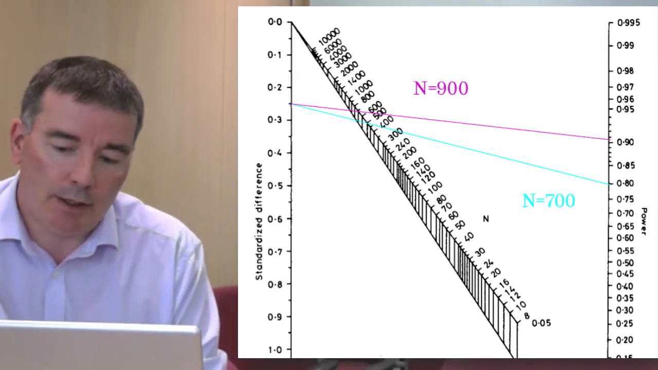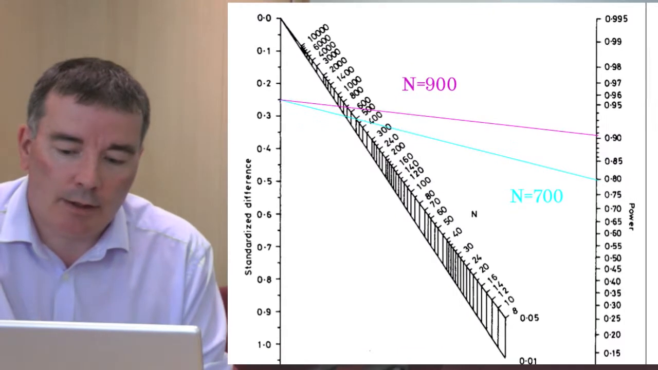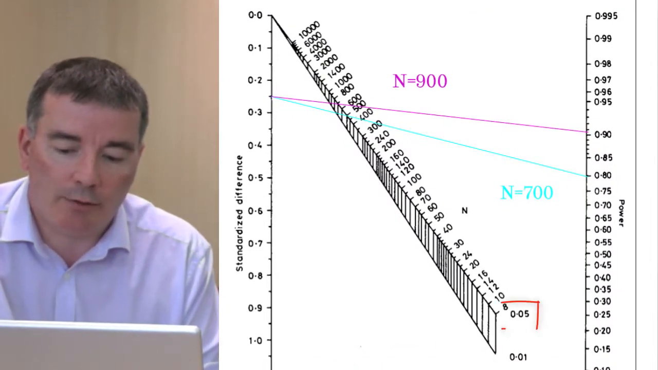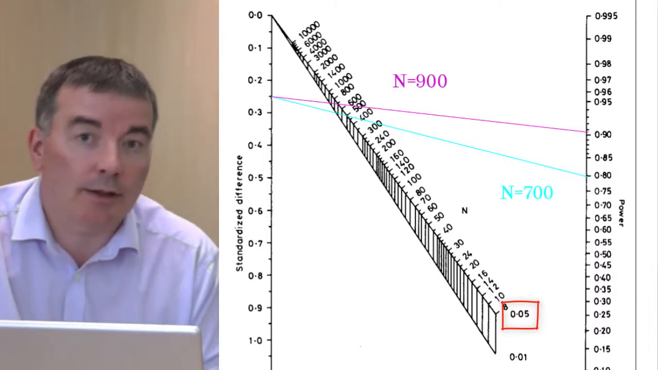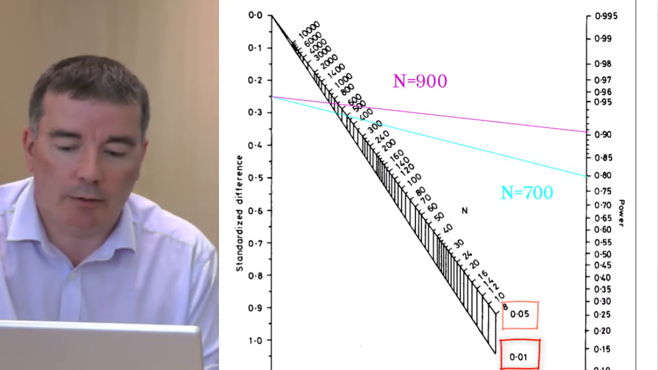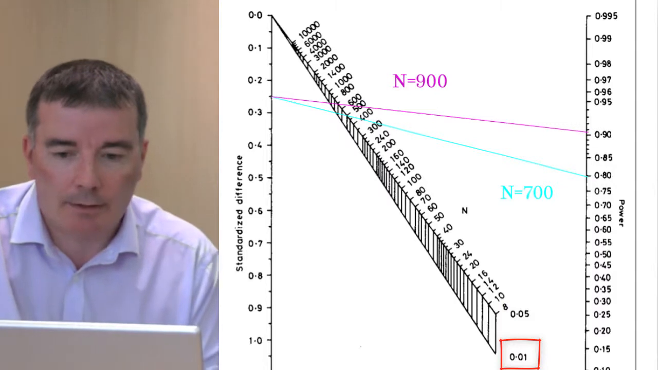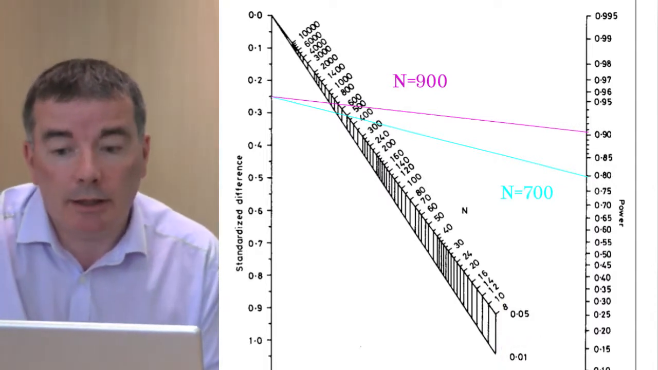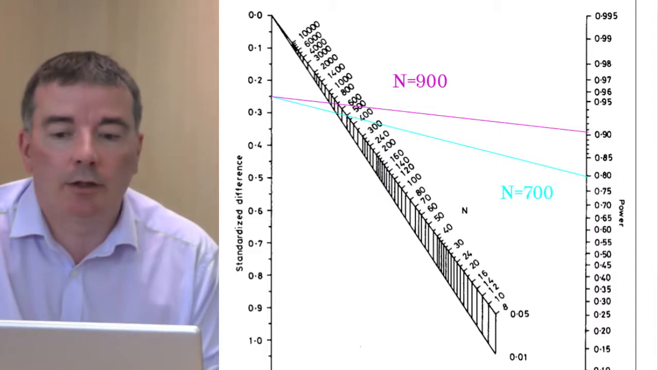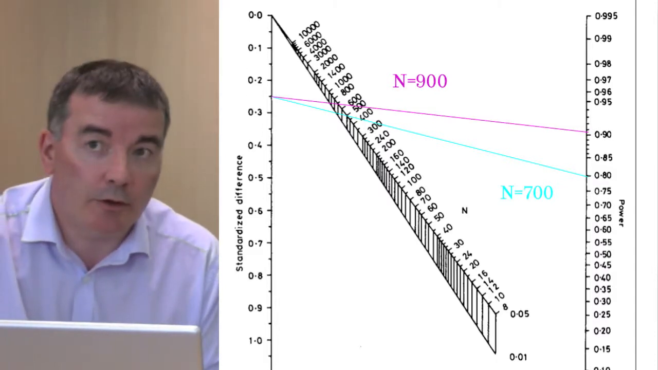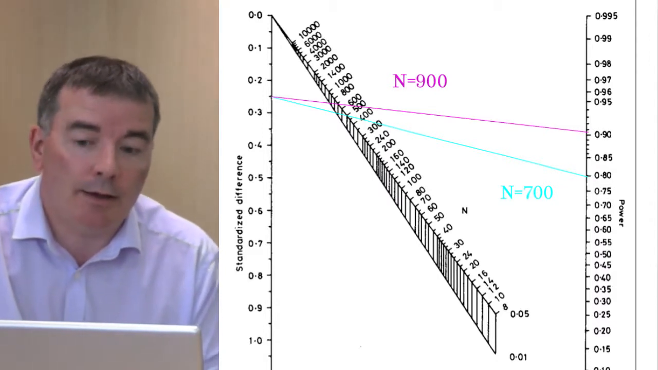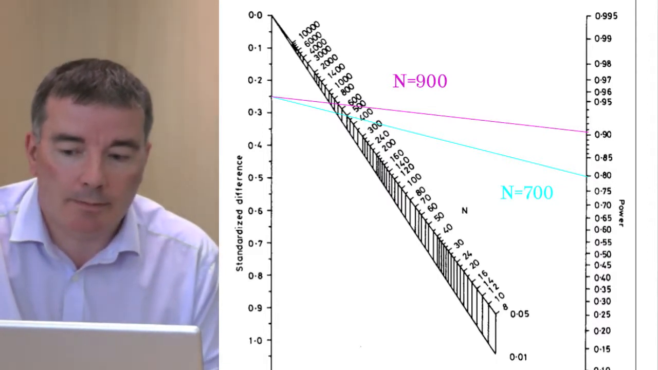And here you can see the upper line is at a statistical significance level of 0.05 and the lower line is at a statistical significance level of 0.01. In my example here, that means that we need a sample of 900 children. That's 450 in the experiment group and 450 in the control group.